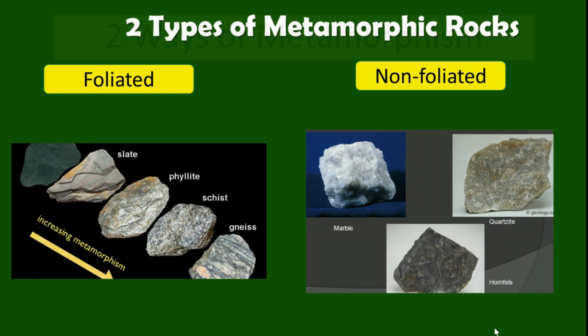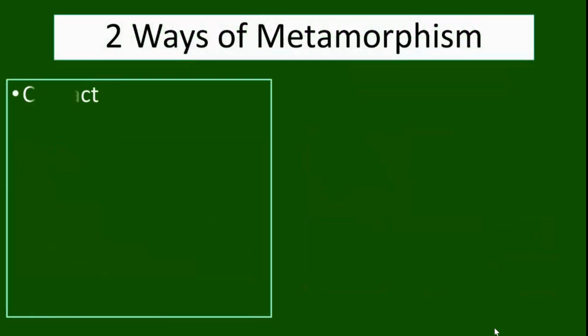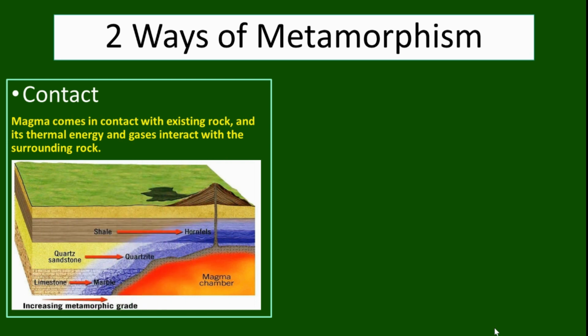There are two ways of metamorphism. One way a non-foliated metamorphic rock can form is when magma intrudes rock. During contact metamorphism, magma comes into contact with existing rock, and its thermal energy and gases interact with the surrounding rock, forming a new metamorphic rock. Contact metamorphism can increase crystal size or form new minerals and change the rock. Common examples of non-foliated rocks are marble, from limestone; quartzite, from sandstone; and hornfels, from shale.